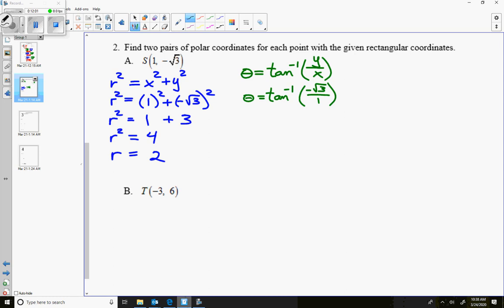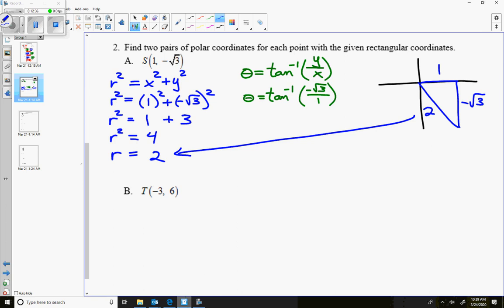So we might need to draw a quick triangle, just to make sure we know where we are. All right. If x is 1, y is negative square root of 3. That tells us to go 1 to the right, down a negative square root of 3. So we are in quadrant 4. Hopefully, just by looking at this triangle, you should recognize what kind of triangle it is, and know then that the radius is 2, which confirms what we found already. But it should also help you identify this angle.